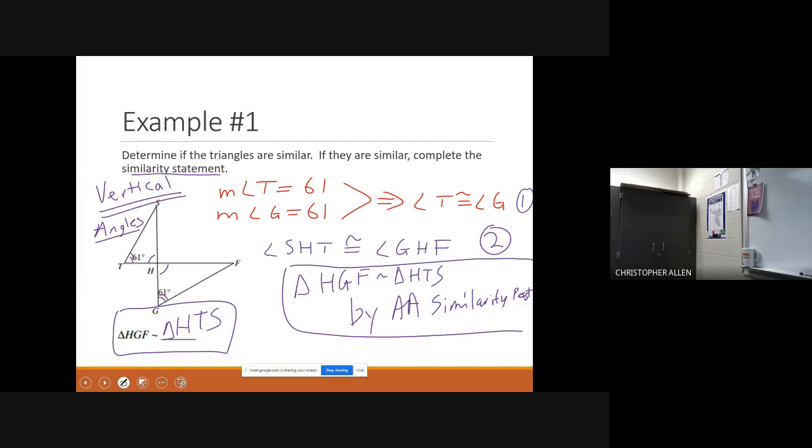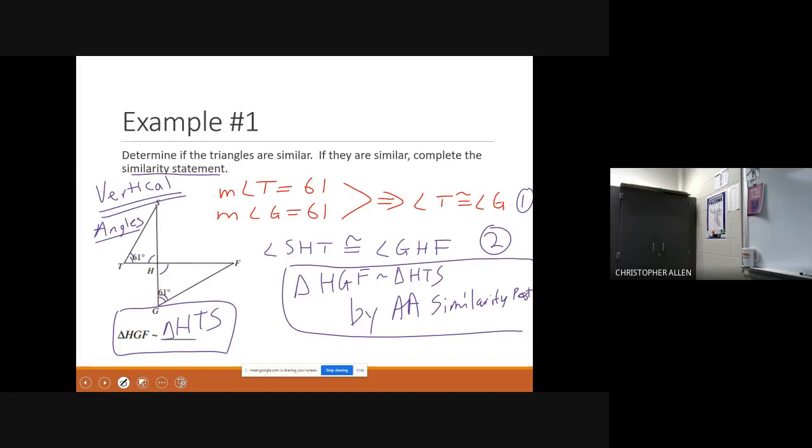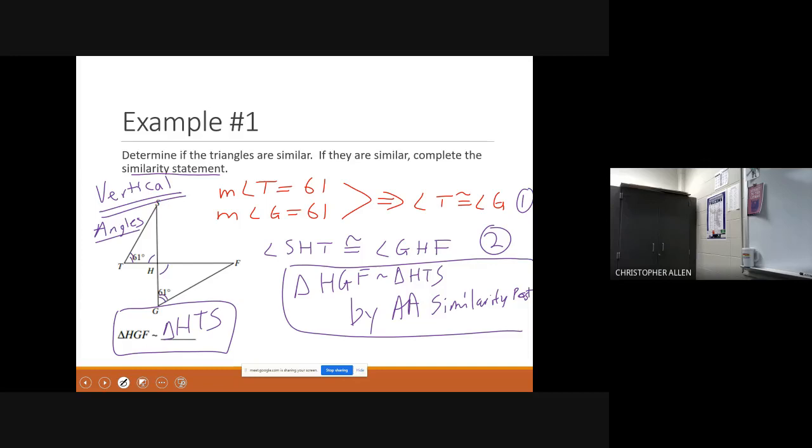So this was example one. In this example, we are going to use the angle-angle similarity postulate. What we did is we showed that angle T and angle G are congruent because they're both 61 degrees. And angle SHT is congruent to angle GHF because they're vertical angles, and vertical angles are congruent. So by using this first theorem, if we have two angles of one triangle congruent to two angles of another triangle, then they are similar triangles. Okay, so let's go ahead and move on to the next one.